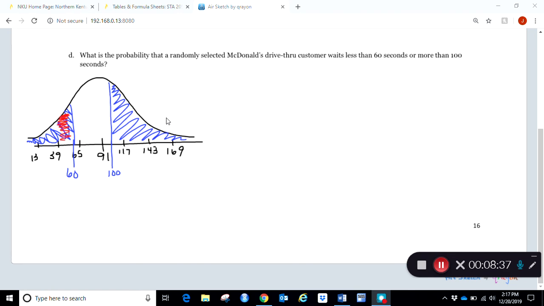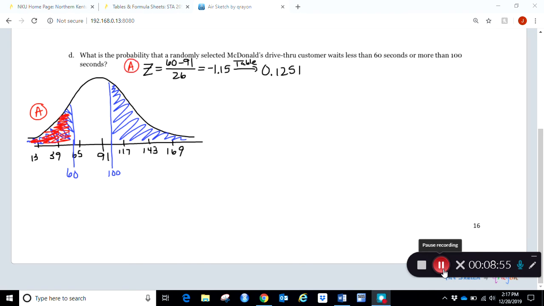Let me first just focus on the piece where I'm shaded to the left of 60. I'm going to call that piece A. That's a shaded left piece. I know how to find that piece. So now pause and just find piece A. If I just find piece A, my z-score I know is going to be negative. It's going to be between -2 and -1, which it does turn out to be. Since this piece is shaded left, when I go to the table, that's also going to be my probability, since the table is shaded left, and I'm trying to find shaded left.